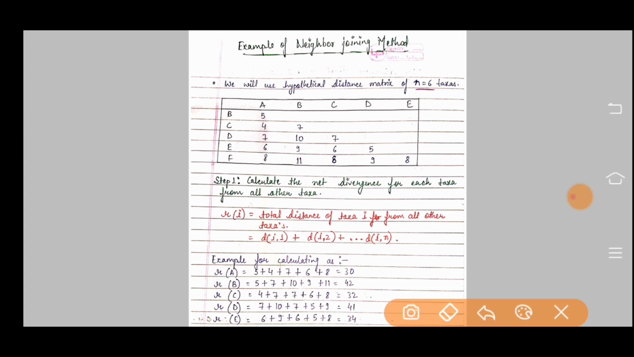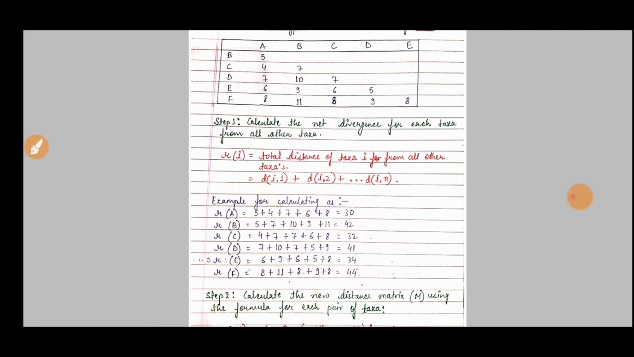So come to the first step, that is to calculate the net divergence for each taxa from all other taxa. The formula is R is equal to the total distance of a particular taxa from all other taxa, that is di1 plus di2 plus din. Here are some examples. You have to calculate the net divergence, that is the total distance of taxa A from all other taxa. So a to b is 5, a to c is 4, a to d is 7, a to e is 6 and a to f is 8. Then calculate it and you'll get 30.